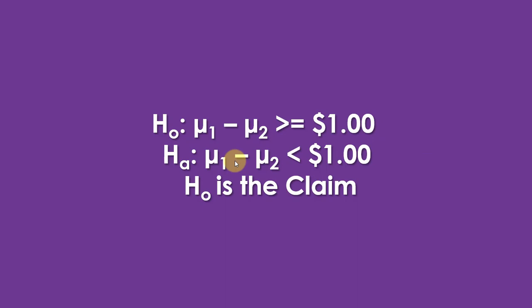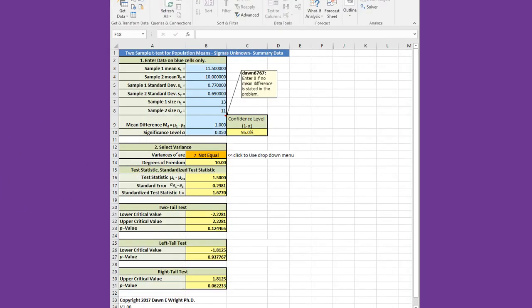The alternative is the complement of the null, which would be that the mean difference, mu1 minus mu2, is less than $1. Because the alternative contains the less than operator, this is a left tail test. Be watchful for that. Although there is a two-sample t-test in the data analytics package, as I've mentioned in another video, the way that it is structured is confusing and students often make mistakes.